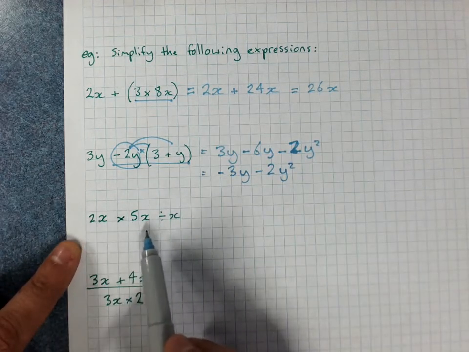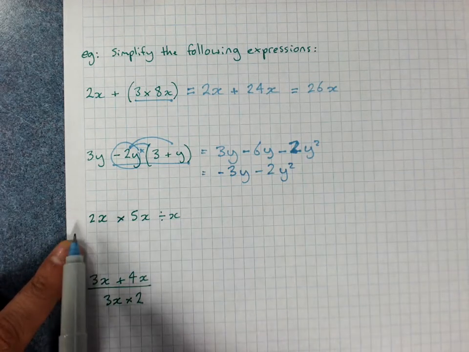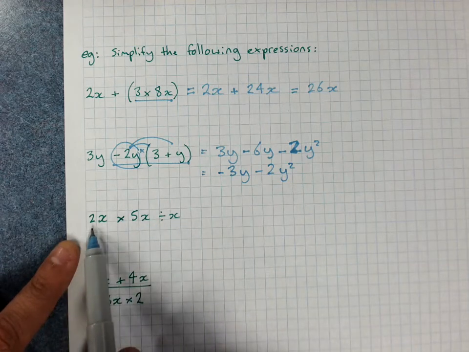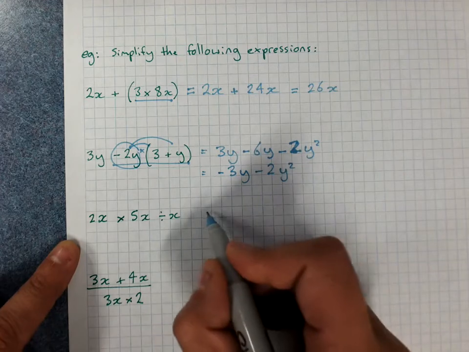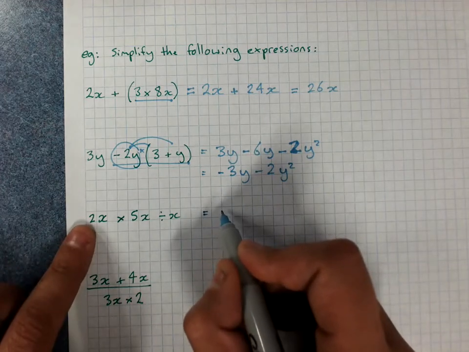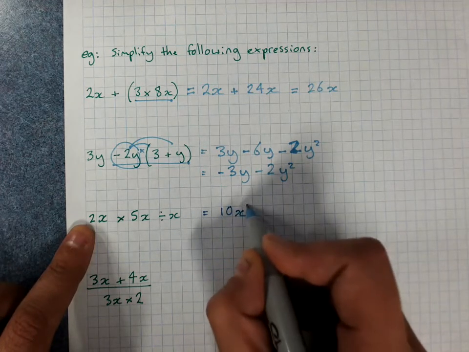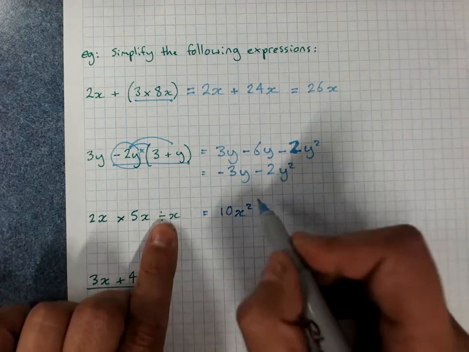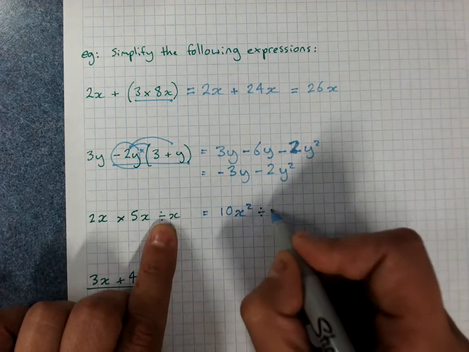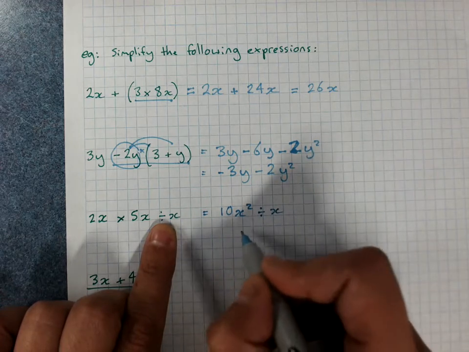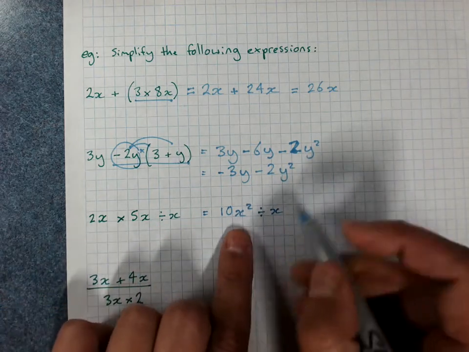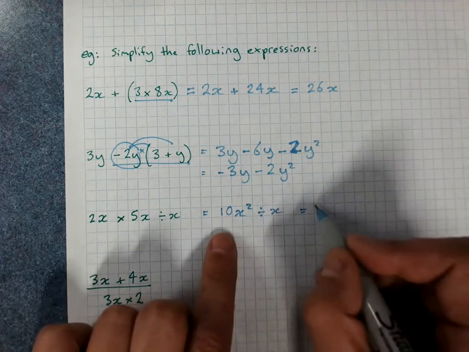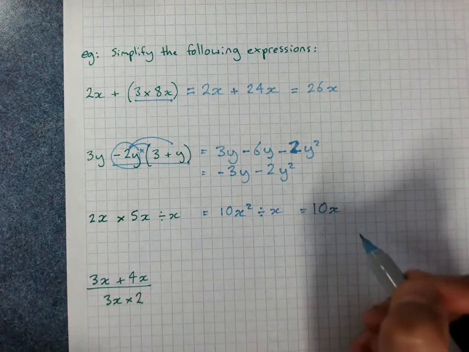2x times 5x divided by x. So all we've got to do here is multiply and divide left to right. 2x times 5x is 10x squared. Then I have to divide by x. Now you can write it as divide by x if you want, or remember you could have written it over x. Then, next step, I do my division. 10x squared divided by x is 10x.